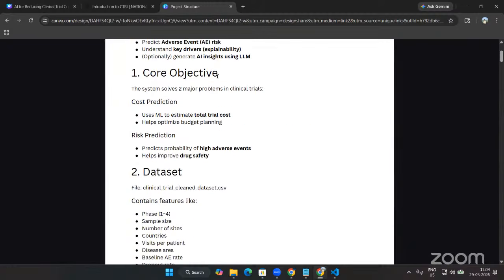The core objective is that the system solves two problems in clinical trials. The first one is cost prediction. It uses ML, machine learning, to estimate total trial cost and helps to optimize budget planning. Then risk prediction, which predicts the probability of high adverse events and helps improve drug safety. So we have two objectives: one is cost prediction and the second is risk prediction.